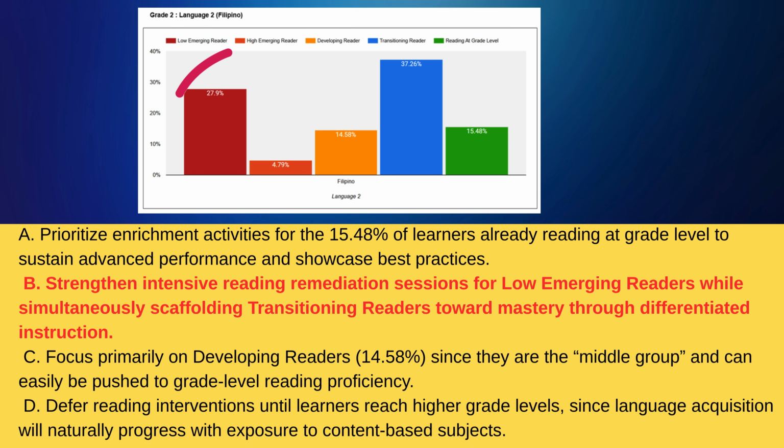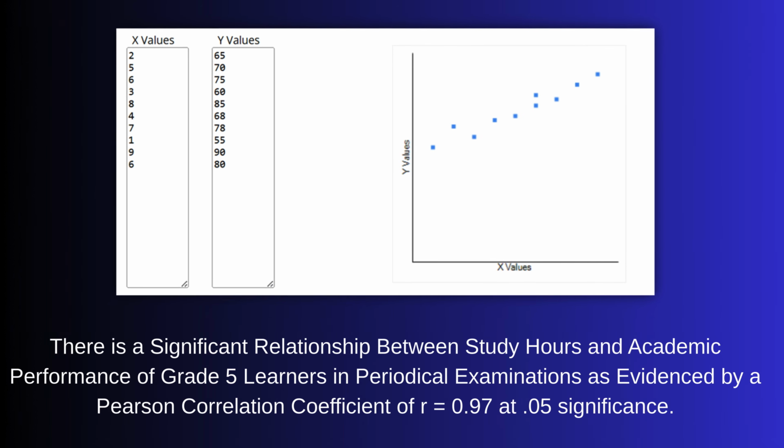Focusing on the middle group alone, C, ignores equity, while deferring interventions, D, contradicts the mandate of early literacy foundations in grades 1 to 3. We move on to the next set of table.